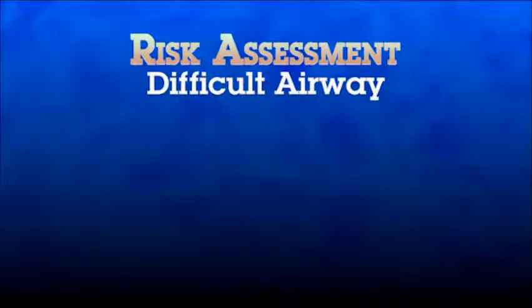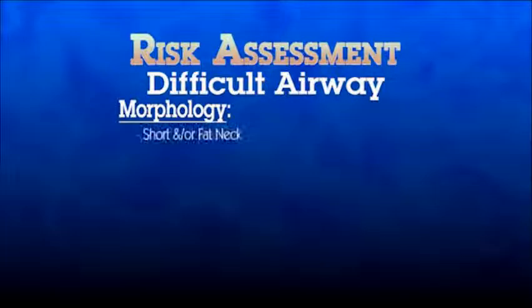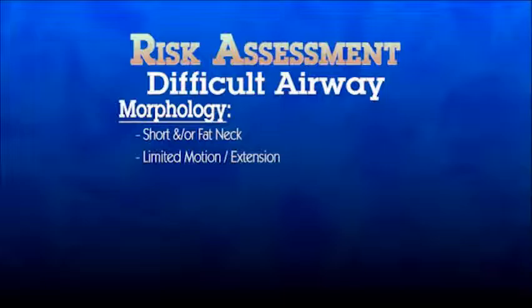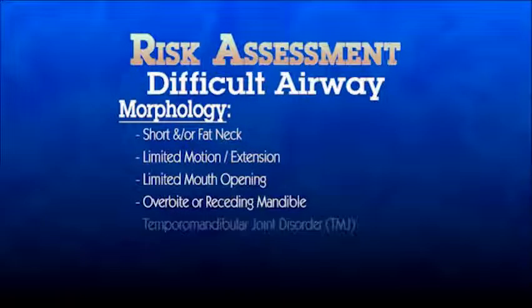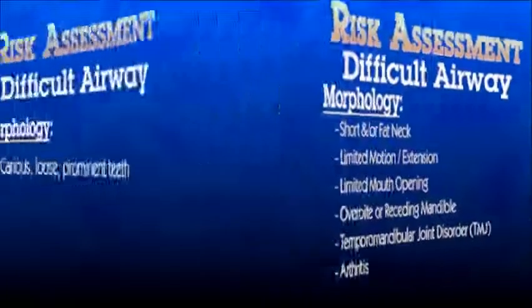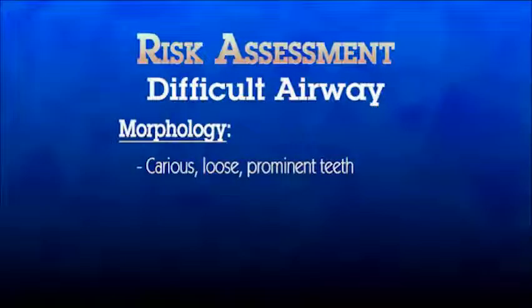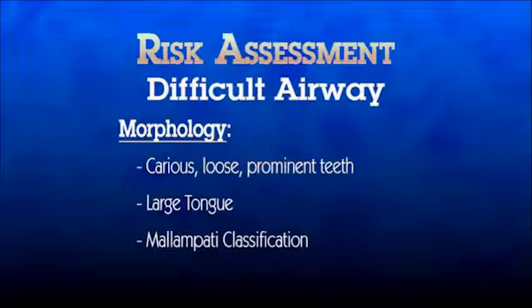Certain physical characteristics of the patient can indicate an increased possibility that the patient's airway could be difficult to manage, including a short, fat neck with limited neck motion, especially extension, a limited mouth opening, an overbite or receding mandible, TMJ disease, arthritis, carious, loose, or prominent teeth, a large tongue, and the patient's Mallampati classification.